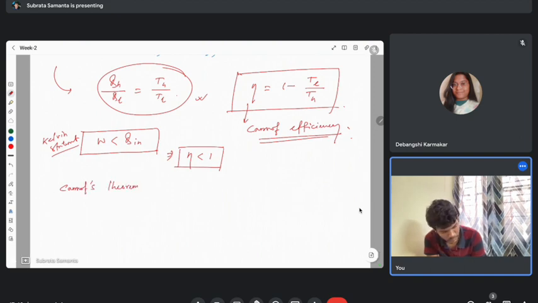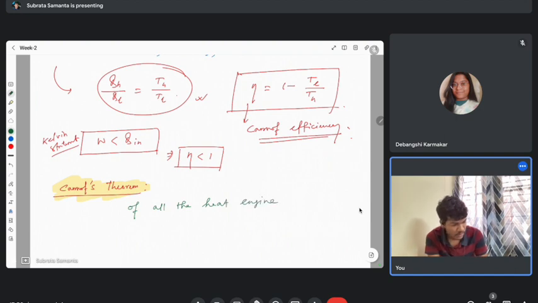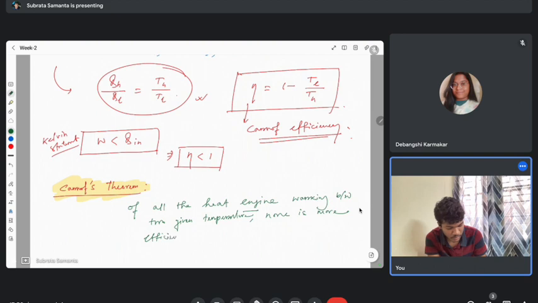Carnot's theorem tells that of all the heat engines working between two given temperatures, none is more efficient than a Carnot engine. So this is a Carnot engine.